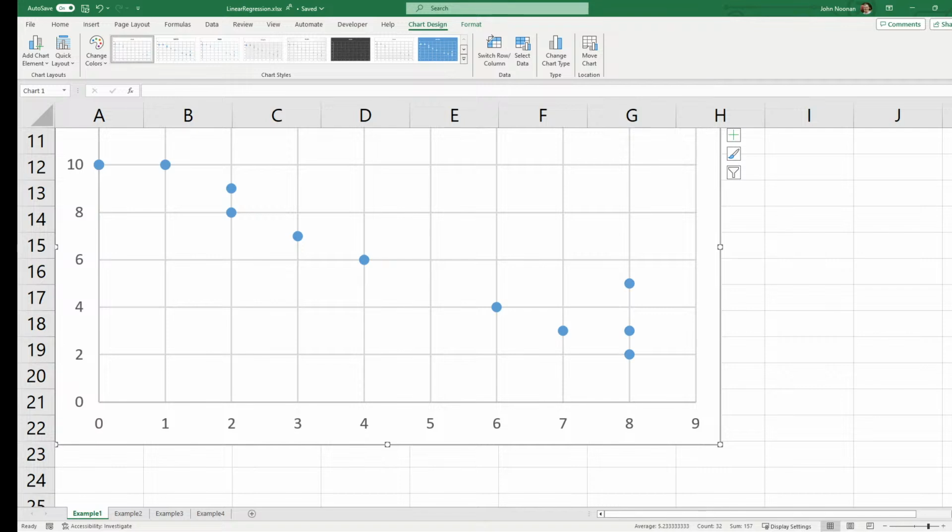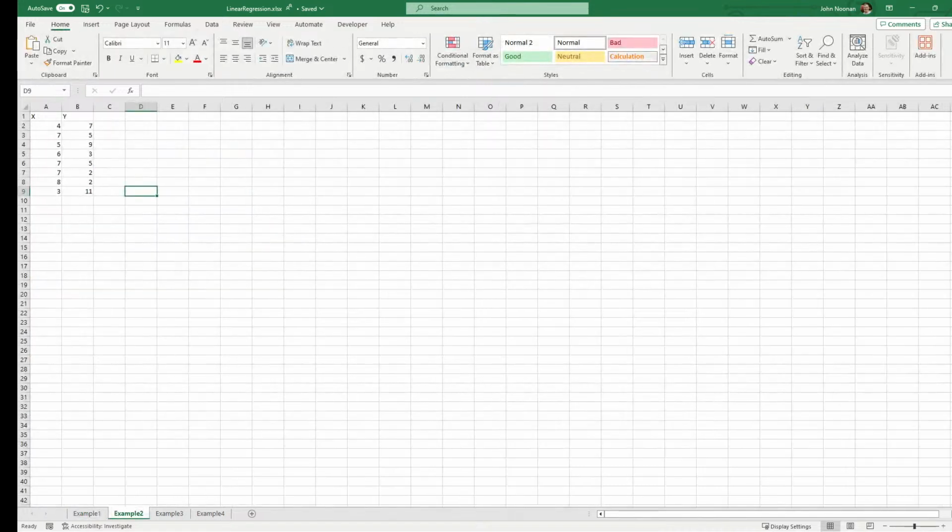Okay, so let's take a look at the next tab. Let's see what we have here. Example 2. Man, it's really annoying, this mouse situation. Oh, this one's boring. That's all fake data. It doesn't even have anything attached to it.